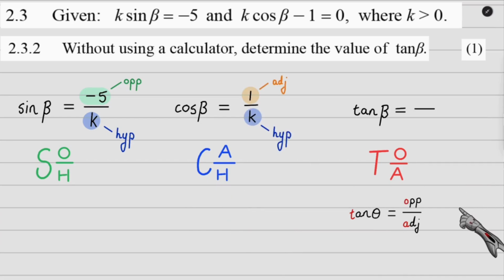And now if I want to get tan of beta, on top, I put the opposite. So on top, where's the opposite there? -5. We're going to put -5 on top. And then at the bottom, I'm going to put the adjacent. There's the adjacent. It's 1. And then -5 over 1 can simplify to -5. So there's tan beta. It's -5.